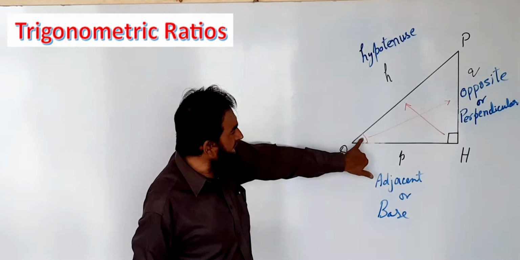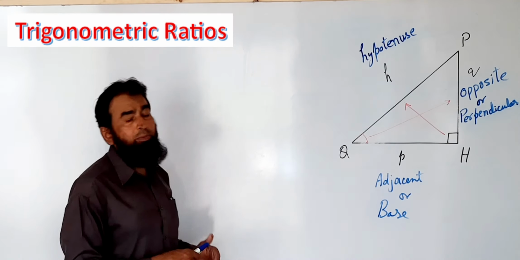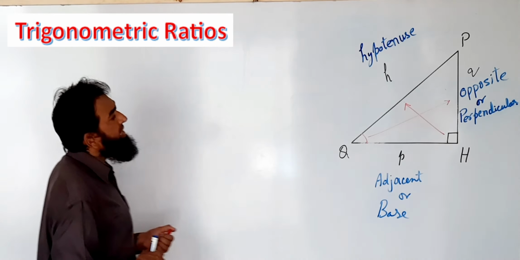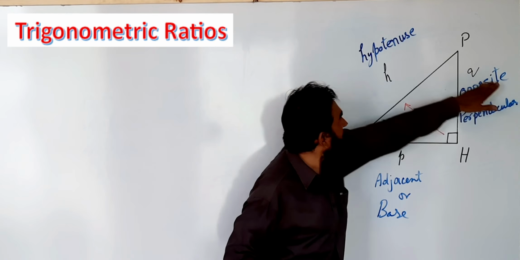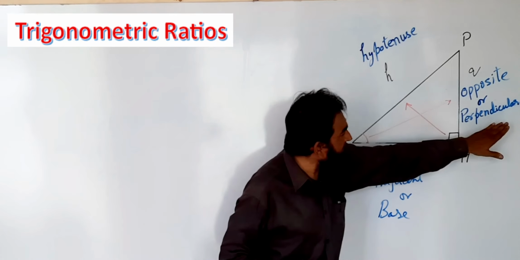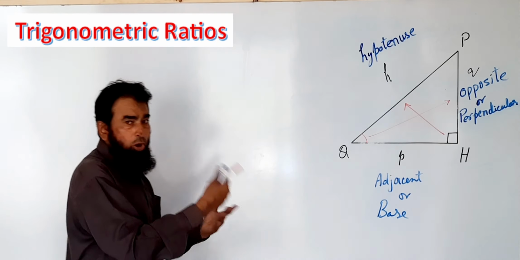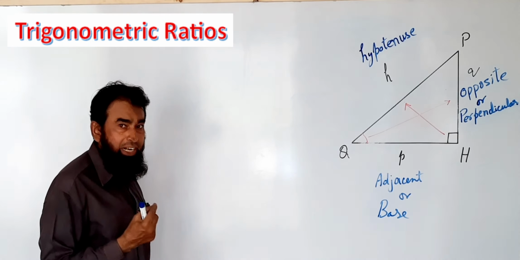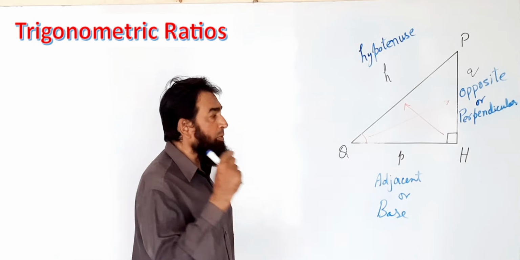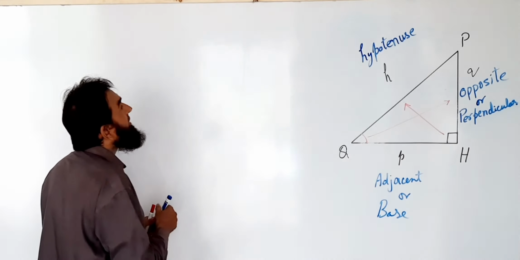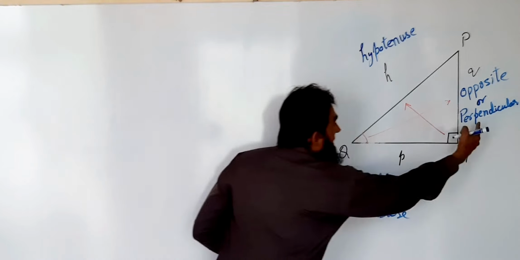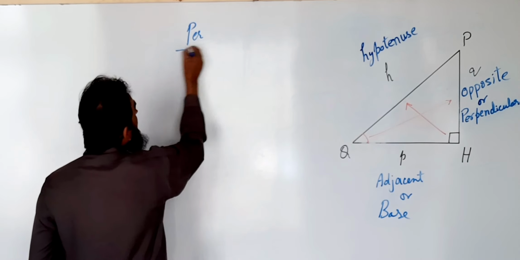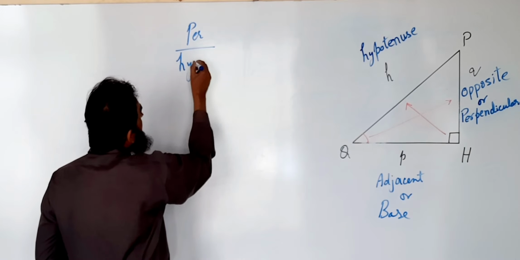So keep in your mind, I am taking angle Q. With reference to angle Q, I am going to write down the names of the trigonometric ratios. If I am taking the ratio between opposite and hypotenuse, or perpendicular to hypotenuse, the order must be kept in mind: which side is taken as numerator and which as denominator. It is very important. Perpendicular is the numerator, and as the denominator we take the hypotenuse.